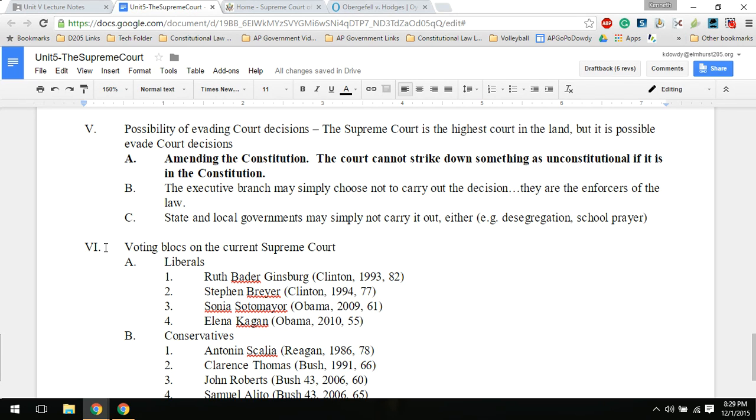So let's go to Brown versus Board of Education. The court ruled that schools should be desegregated in the South. Southern states just disregarded that rule, and for many months, schools were still segregated. It wasn't until there was pressure put on the federal government to enforce this decision that it was actually enforced, and the National Guard was sent in, etc. So again, there are ways to get around Supreme Court decisions. Obviously, the best way is to amend the Constitution, although that's very difficult to do.